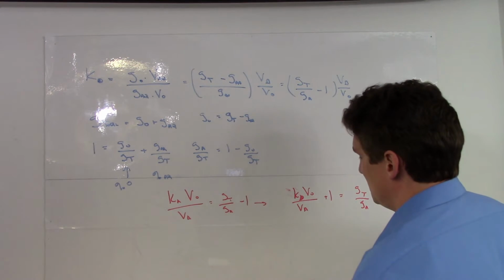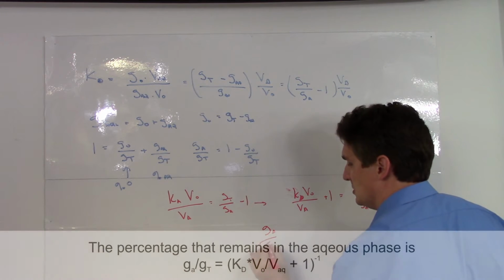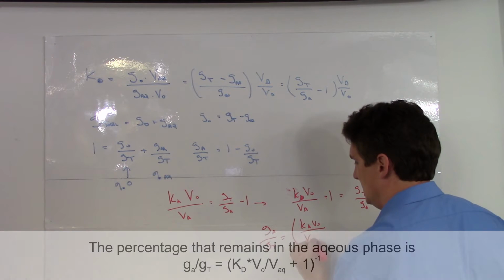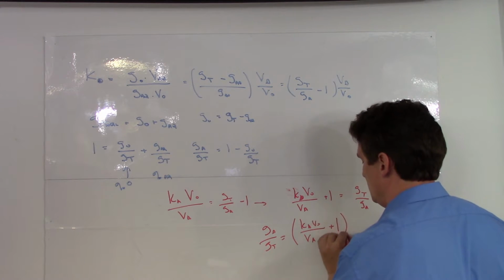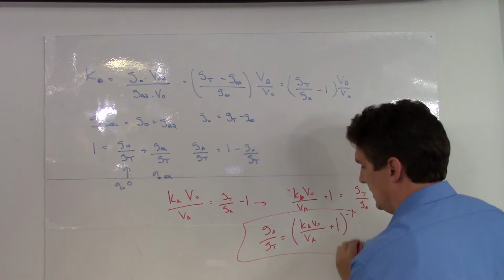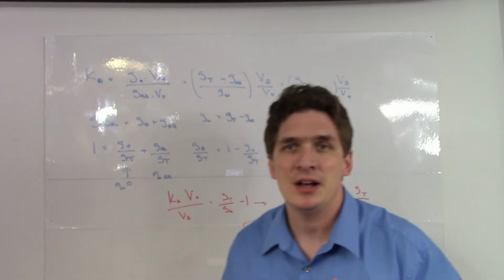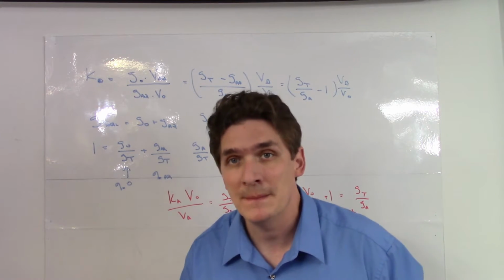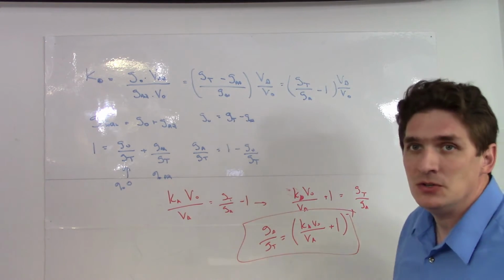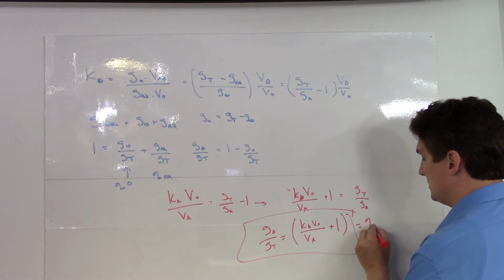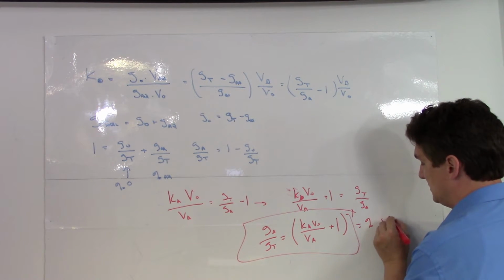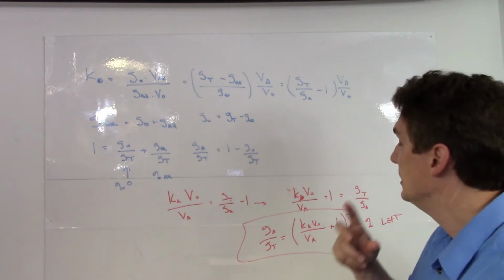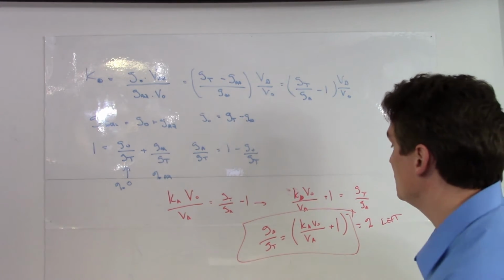And if we want to solve for the percentage that remains, GA over GT is 1 over KD, V0 over VA plus 1, over the whole thing. So this is the percentage of the aqueous phase that remains relative to the total amount. And this is actually a very useful ratio. This is the percentage left, assuming we added the compound we're interested in to the aqueous phase first.